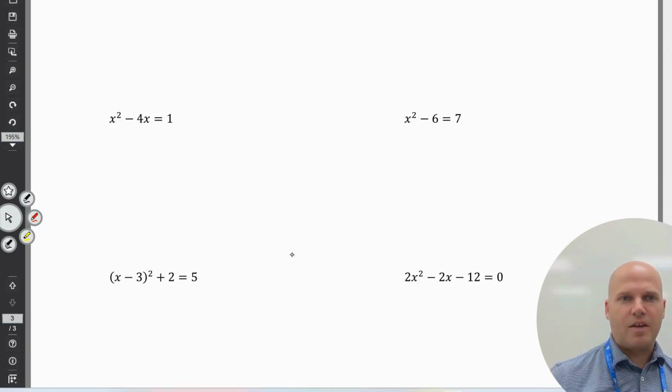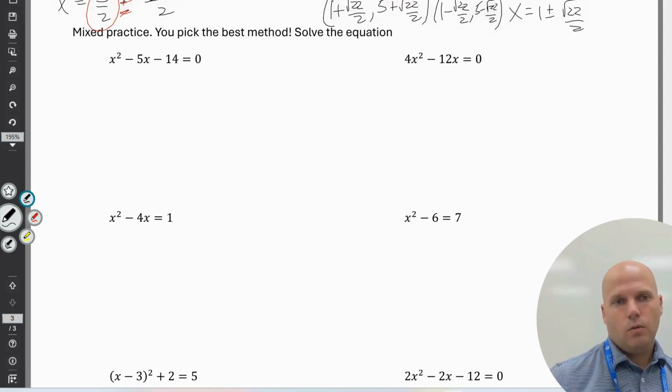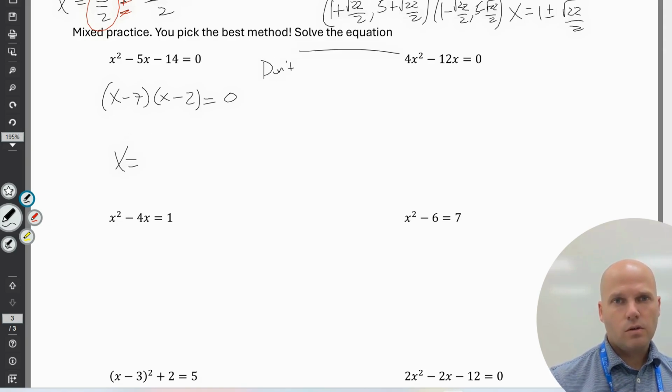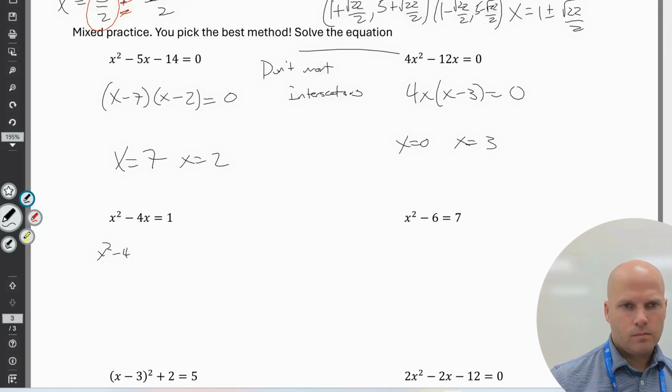All right, you guys pick the best method. You guys solve. Watch how quickly I can do this if I practice enough. Bam. Bam. It says solve the equation, so don't want the intersections. This one, 7 and 2. Zero and 3. Can't factor.